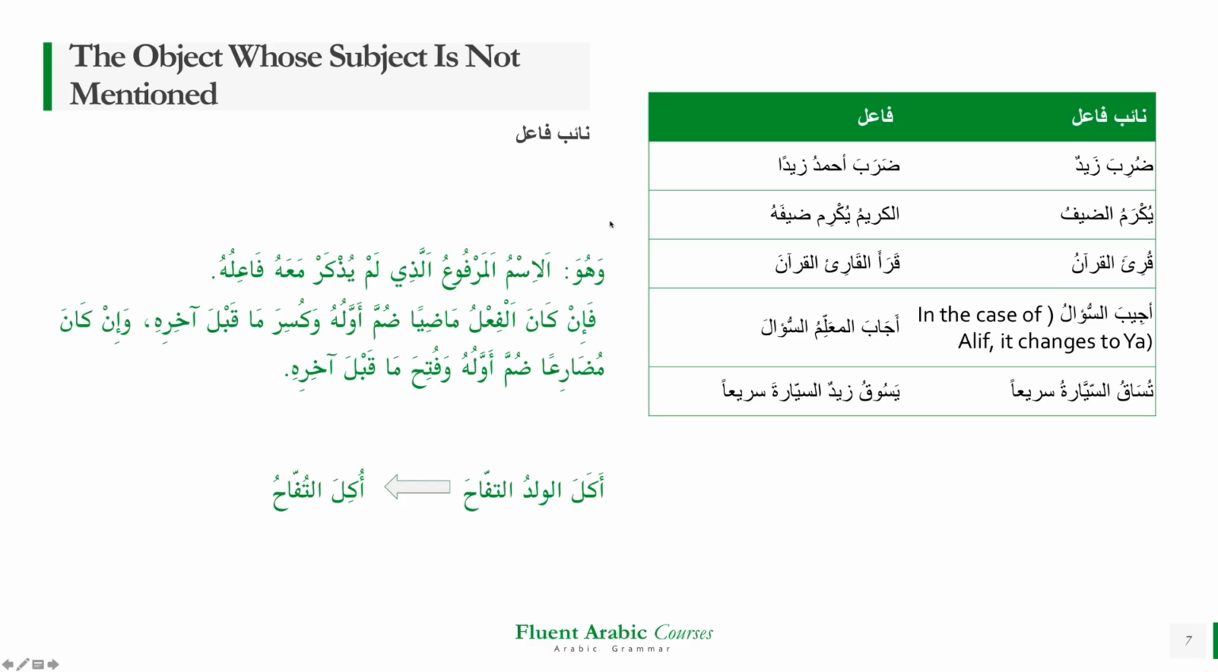The na'ib fa'il, or the object whose subject is not mentioned. Say you want to mention that an action took place or something was done, but you don't want to say who did it. In English, we have passive voice for this. For example, you want to say the apple was eaten. So here you're not mentioning who ate it, or in other words, you're not mentioning the subject. This is passive voice in English. So we have the same in Arabic, and that is what we call na'ib fa'il.